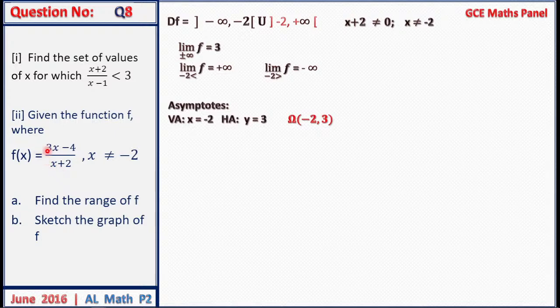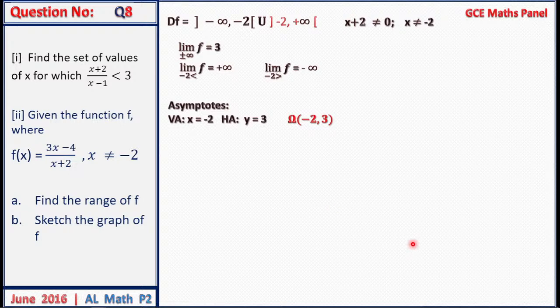Now, whenever the degree of the numerator is equal to the degree of the denominator, we have a horizontal asymptote. If the degree of the numerator is greater, we have another kind of asymptote, an oblique or slant asymptote. And if the degree of the numerator is less than that of the denominator, then the horizontal asymptote is equal to 0 when you take the limits.